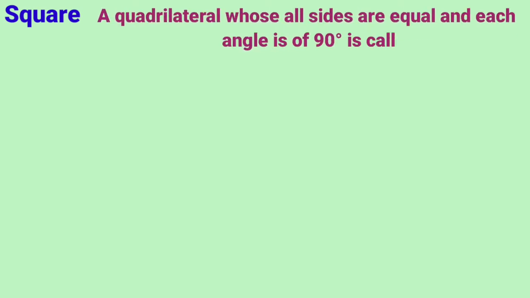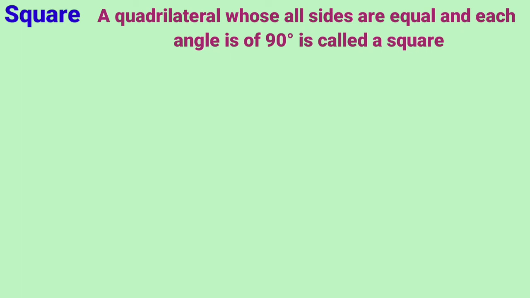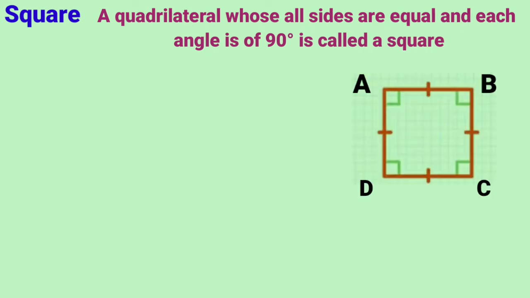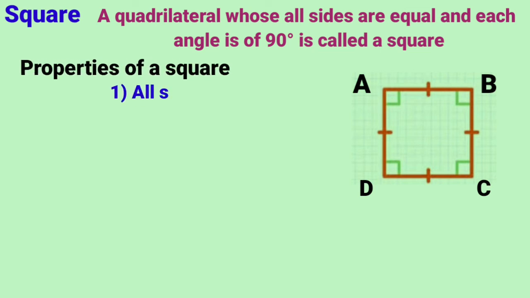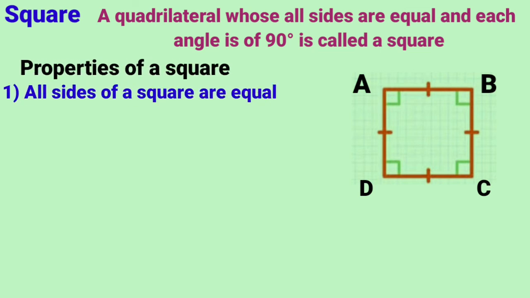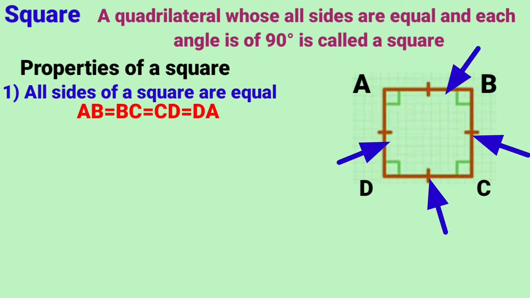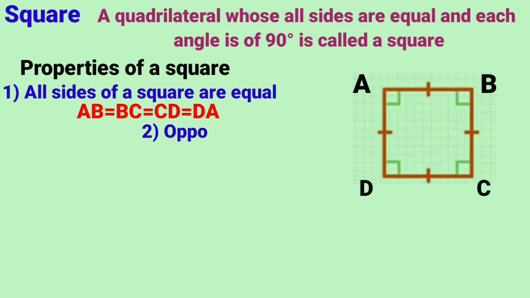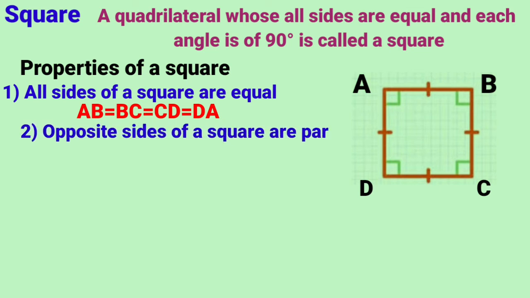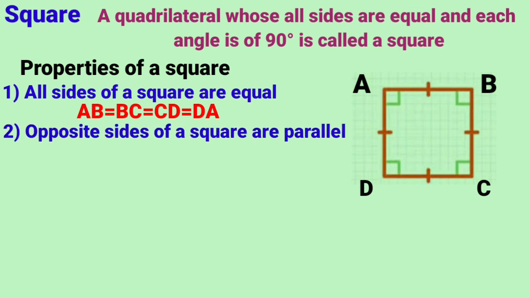Next we have square. A quadrilateral whose all sides are equal and each angle is of 90 degrees is called a square. So let's see the properties of a square. Number 1, all sides of a square are equal. So AB is equal to BC is equal to CD is equal to DA. Second, opposite sides of a square are parallel. So AB is parallel to CD and AD is parallel to BC.